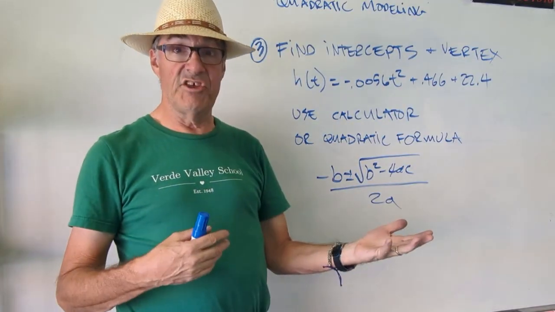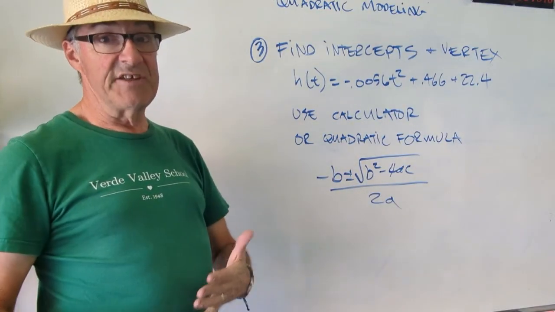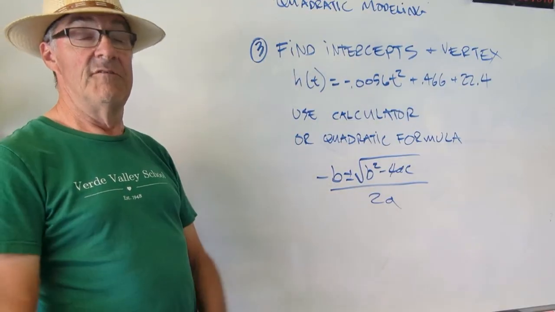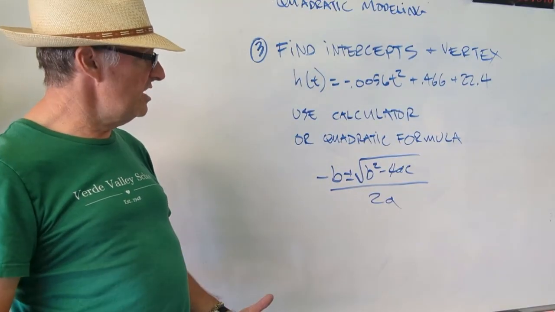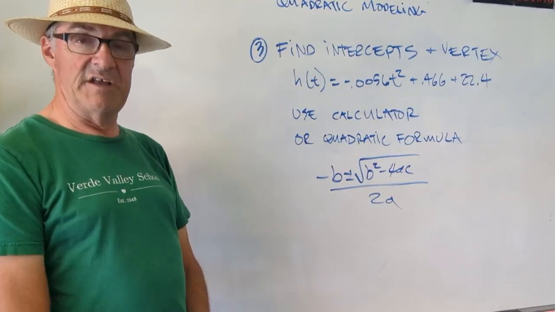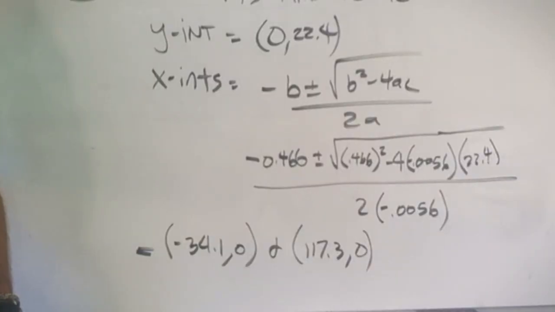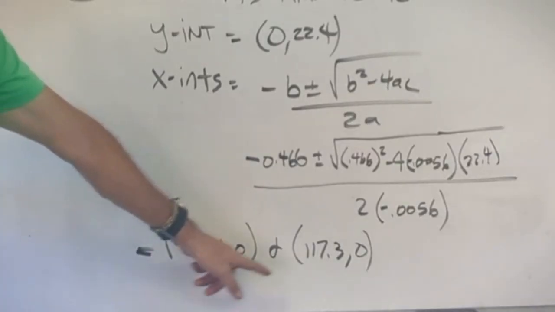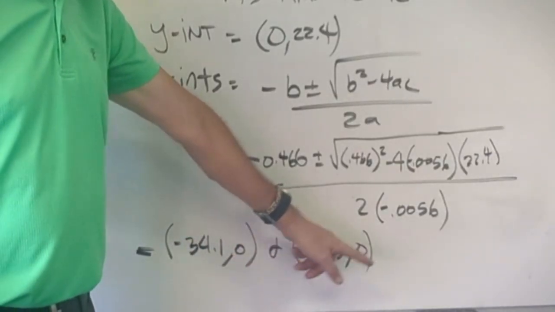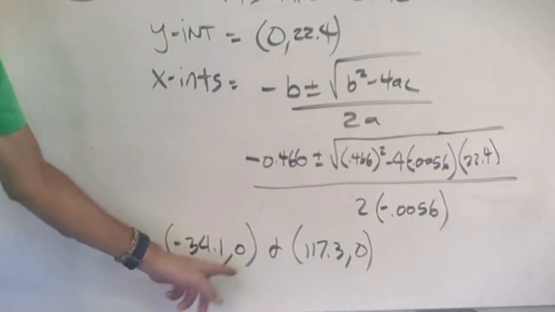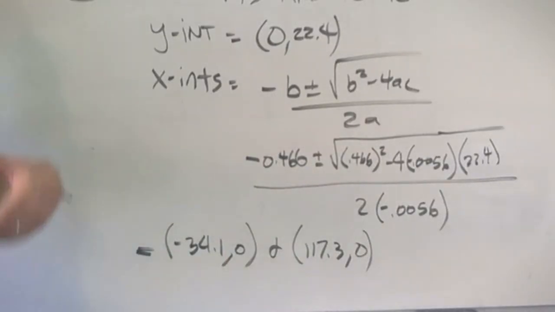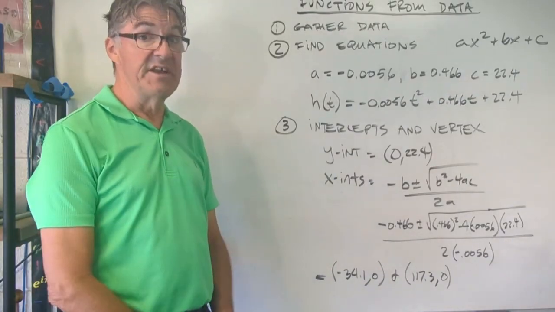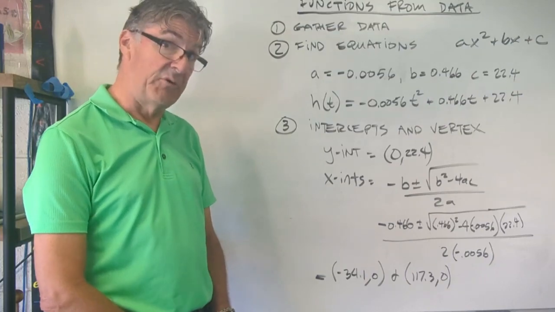If you have your graphing calculator, you can still graph it to check your answer, but you're going to have to show me steps using this to solve for the intercepts. So pause the video, pick your preferred method, and come right back. Okay, let's see what you got. For me, I got minus 34.10 and 117.30. Now remember, in this case, the y-coordinates are 0 because the x-intercepts are where it crosses the x-axis, and y does equal 0 at that point.